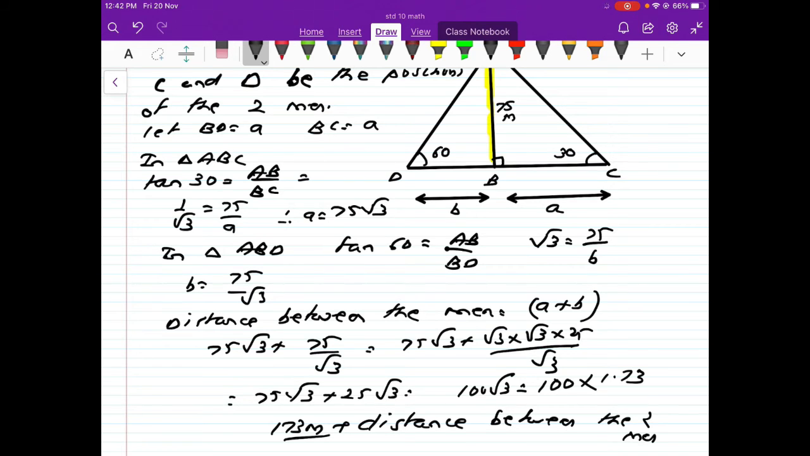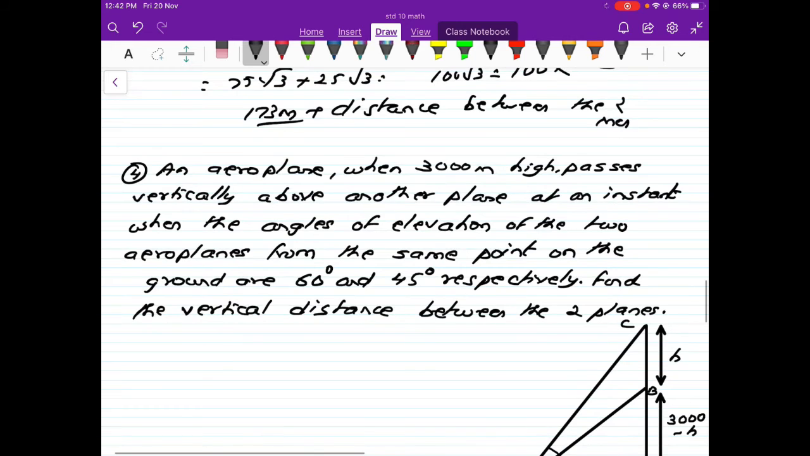Distance between the two men. Now next is a sum.